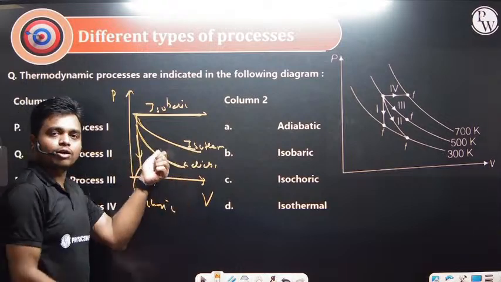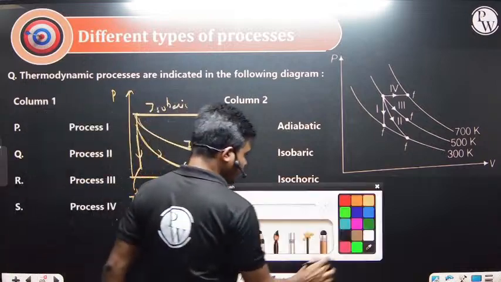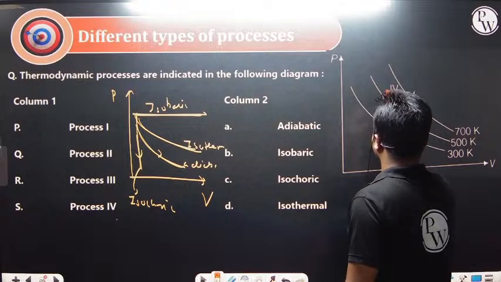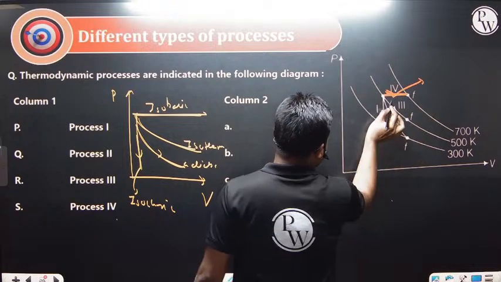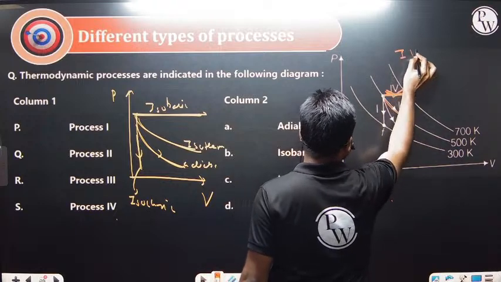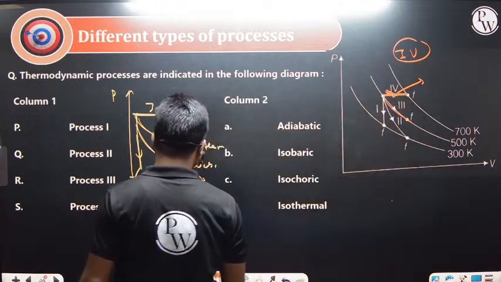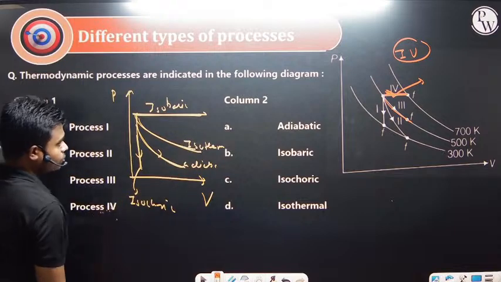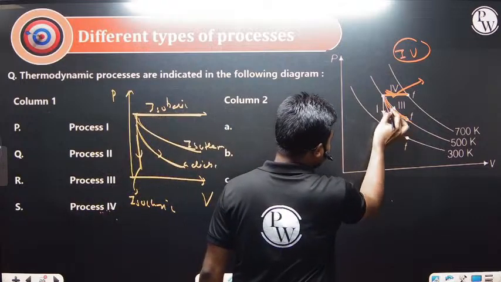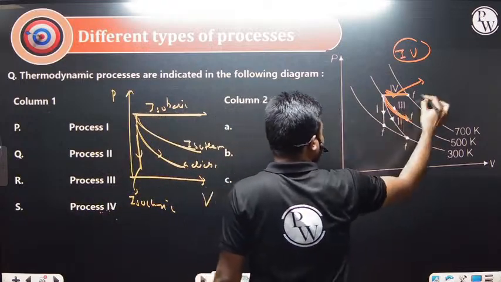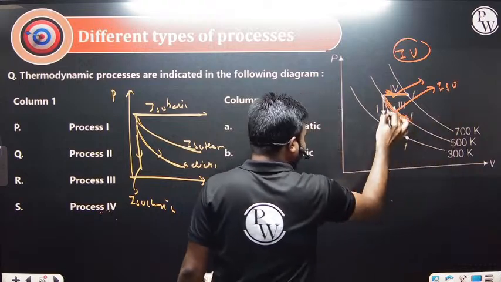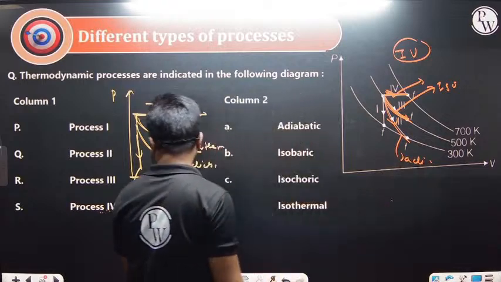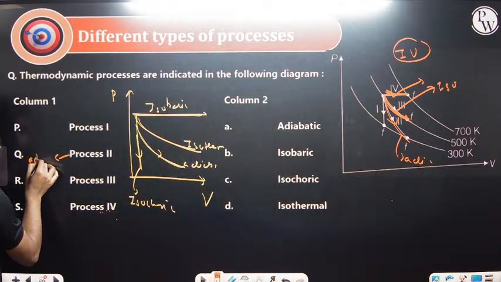Adiabatic curve will always lie below the isothermal. Remember this: adiabatic curve will always lie below the isothermal curve. So this particular graph, that is a straight graph of pressure versus volume, will be isobaric. So the fourth one is isobaric. Next we have this third one. Below this will be isothermal, and again below this, when the temperature is also changing, this will be adiabatic. So the second one will be adiabatic.